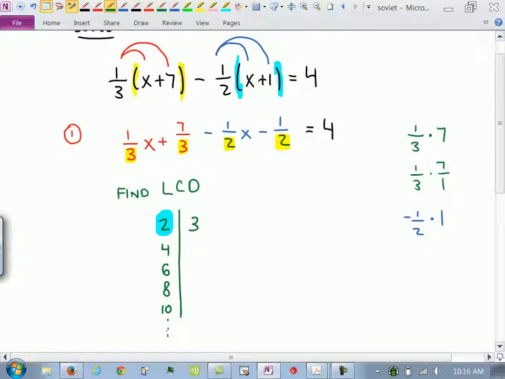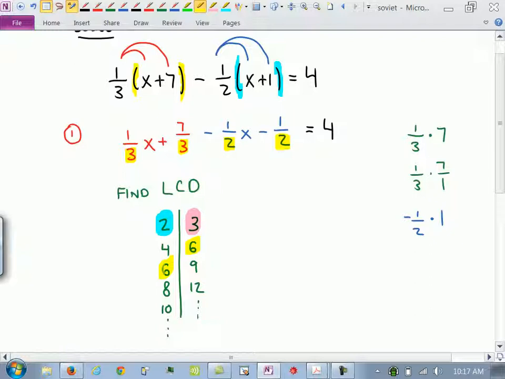And then on the other one, 3, I'm going to do the same thing. That's 3 times 1. What's 3 times 2? 6. 3 times 3? 9. 3 times 4? 12. Keep going, right? What we're looking for when you say LCD is the smallest number, the least number that appears on both of those lists. So what's the smallest number that's on both lists? 6. That's your LCD. Okay? The smallest number that appears on both lists.